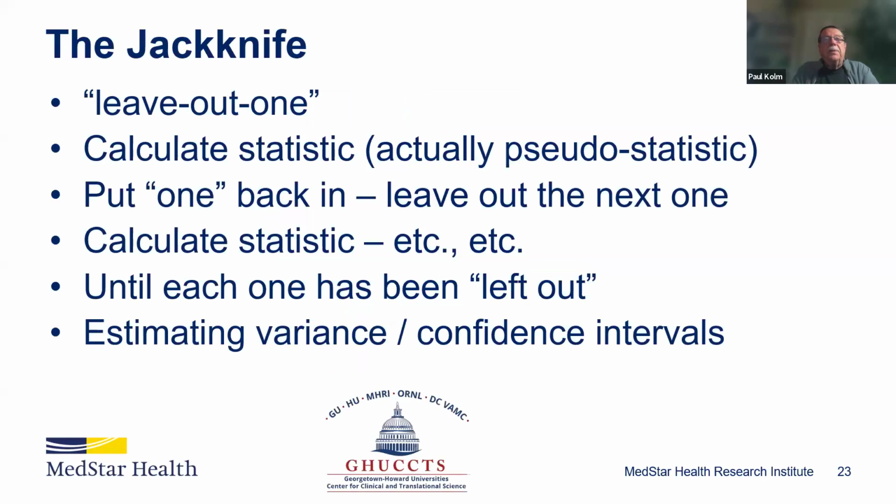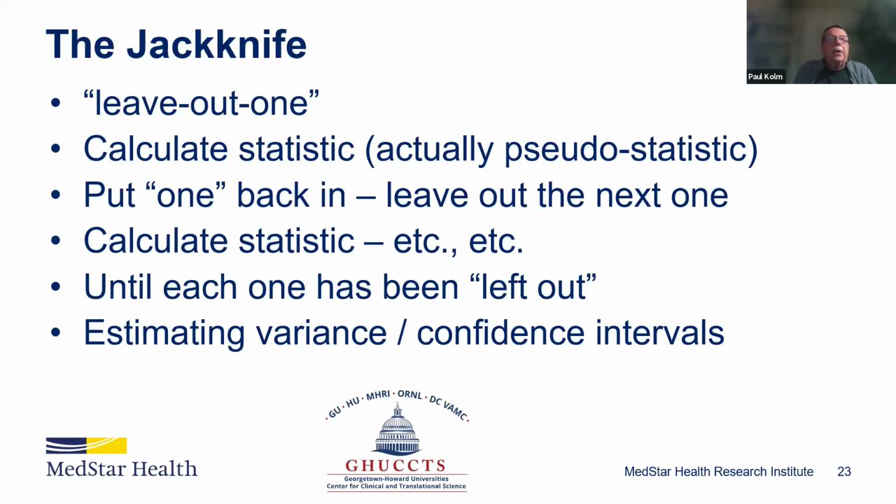So a complement to the bootstrap is called the jackknife, which is a leave-one-out statistic. And so basically what we do here is we have a data set, and we take one value out of it, and we calculate our statistic based on that.